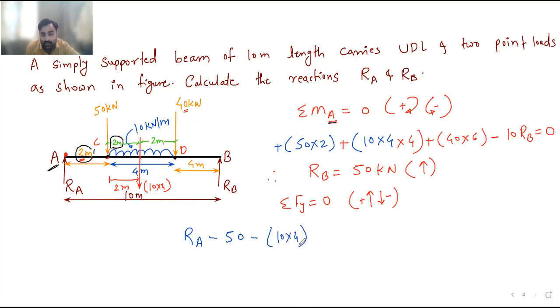This is point load. Again, this is not a moment. 10 into 4 is not the moment. 10 is the intensity. 4 is the length. So it is force, point load. Minus this 40 is moving down. So minus 40 plus this RB is moving up. So plus RB, which is equal to 0. Therefore, RA is equal to 80, plus. So again, our assumed direction is correct.